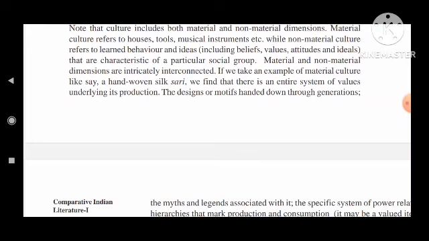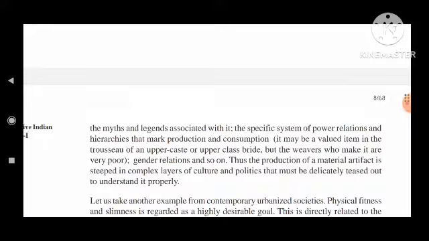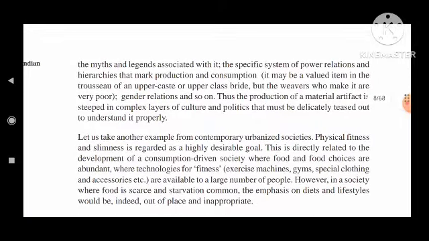The designs of motifs handed down through generations, the myths and legends associated with it, the specific system of power relations and hierarchies that mark production and consumption. It may be a valued item in the trousseau of an upper caste or upper class bride, but the weavers who make it are very poor, gender relations and so on. Thus, the production of a material artifact is steeped in complex layers of culture and politics that must be delicately teased out to understand it properly.